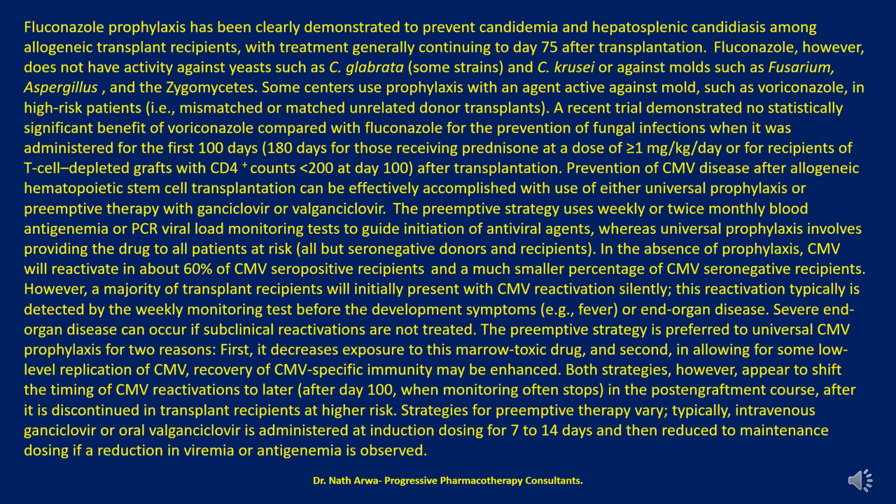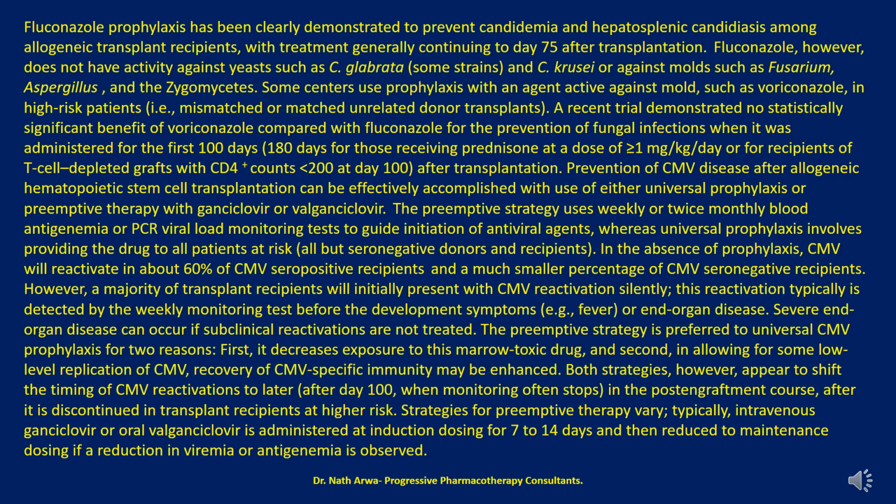Some centers use prophylaxis with an agent active against mold, such as voriconazole, in high-risk patients, i.e., mismatched or matched unrelated donor transplants. A recent trial demonstrated no statistically significant benefit of voriconazole compared with fluconazole for the prevention of fungal infections when it was administered for the first 100 days, 180 days for those receiving prednisone at a dose of equal to or greater than 1 mg per kilogram per day, or for recipients of T-cell depleted grafts with CD4 plus counts below 200 at day 100 after transplantation.